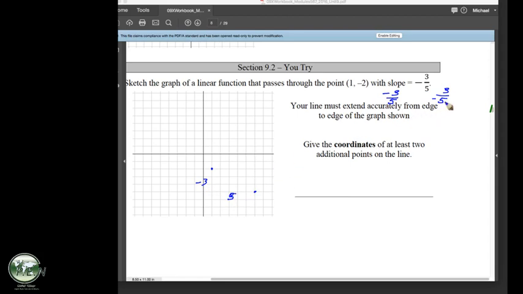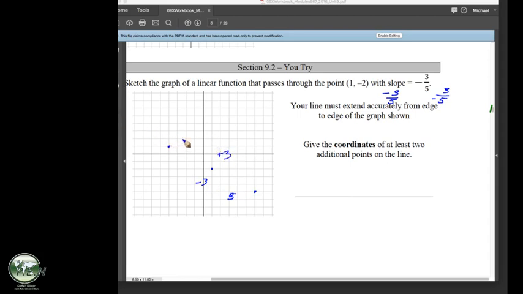Sorry about that. If I do this one, which is +3 over -5, what happens? I go up 3, and then I have to go back 5. 1, 2, 3, 4, 5. I get a different point, but I'm on the same line. And actually, this is a nice way: I get a point on one side, I get a point on the other side.